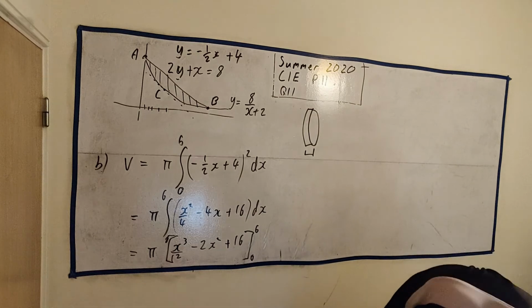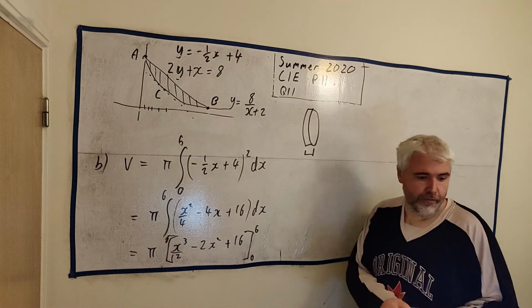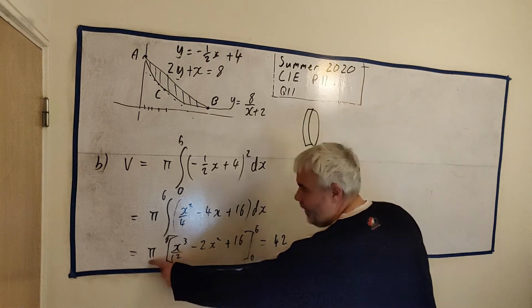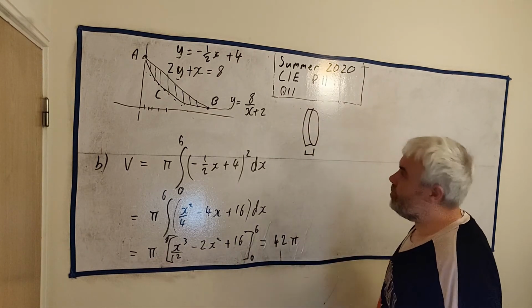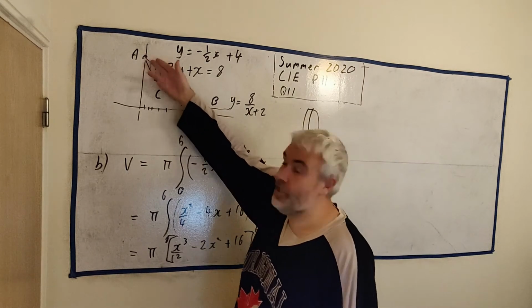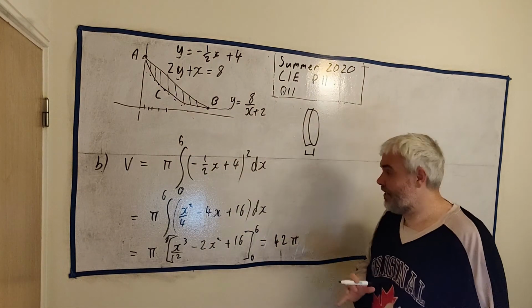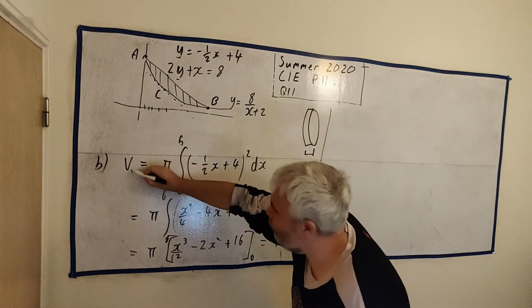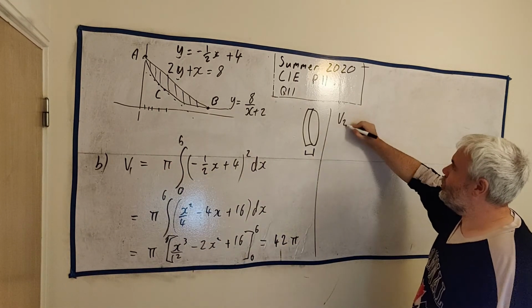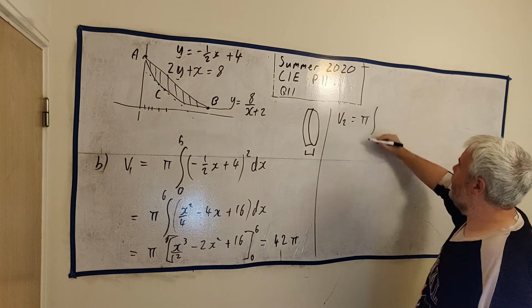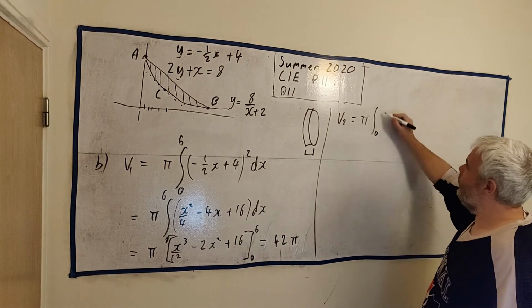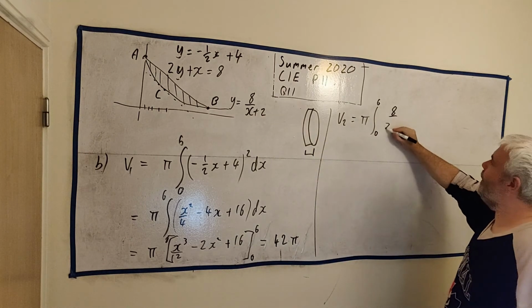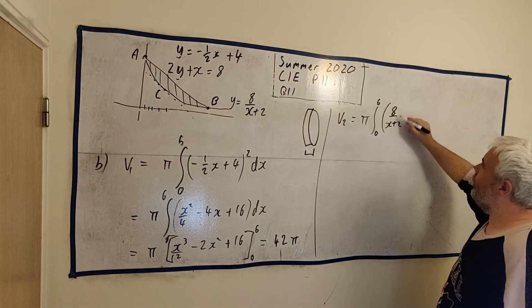And I have the answer written here somewhere for me. The answer comes out to 42, and don't forget the pi, 42 pi. Now that was just the straight line. I would say that was the easy part. Let's do it again. Let's say volume 1, and volume 2 is equal to pi integrated between 0 and 6 again. This time it's going to be 8 divided by x plus 2, all squared.